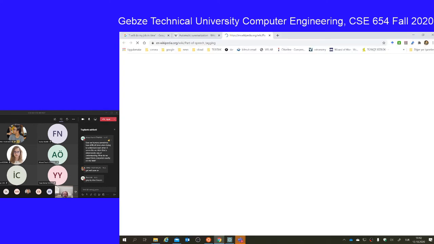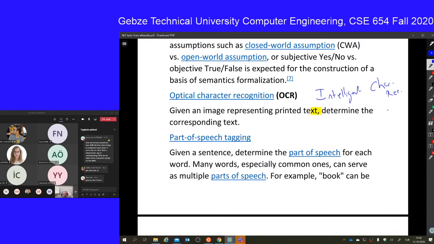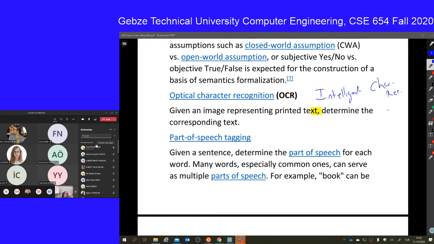Part of speech tagging is taking a text. Okay. By the way, I forgot to take the attendance. Let me take the attendance. We have 43 people and take the attendance. I think I got it. Okay, good.